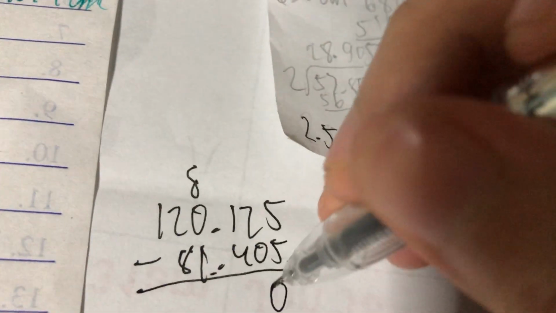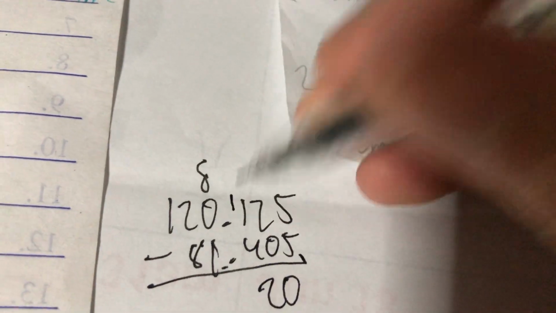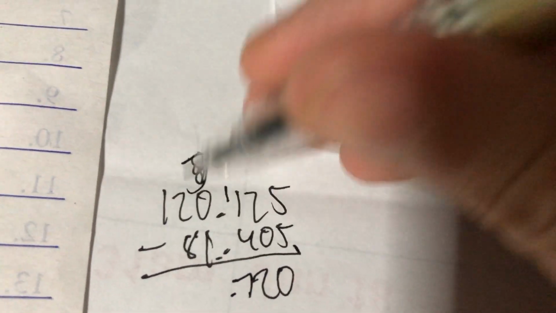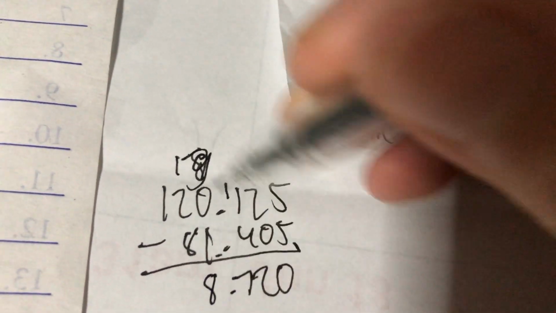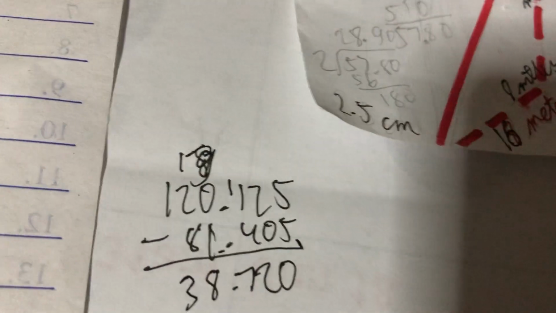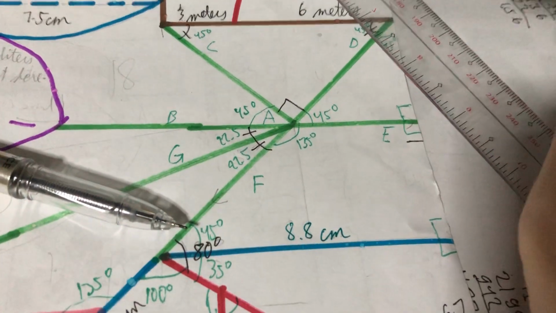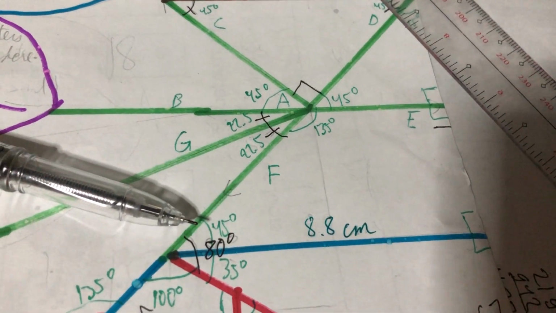Let's see what it is. 0, this is 2. 11 minus 4 is 7. This becomes 9, 119. 8, 11 minus 8, 3, 8. Tama ba? So therefore, the area of the triangle na lang is just 38.72 square centimeters.